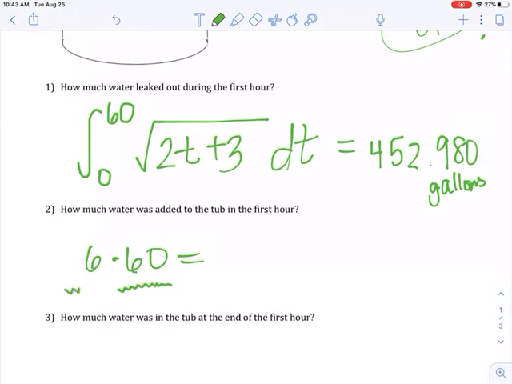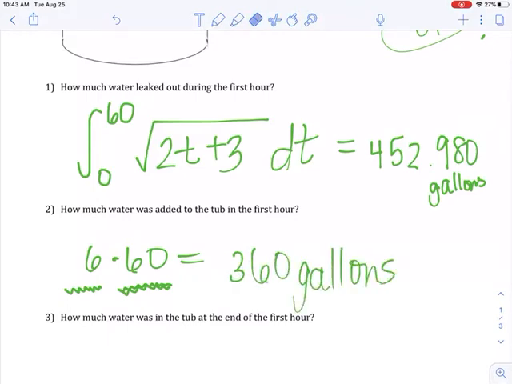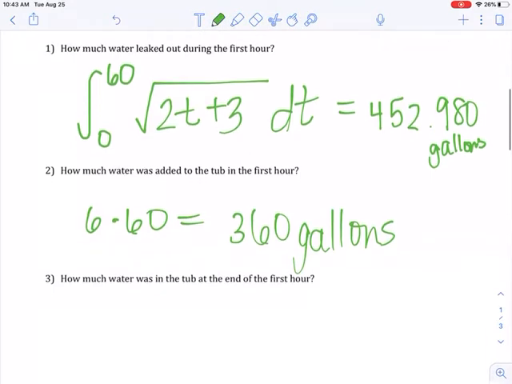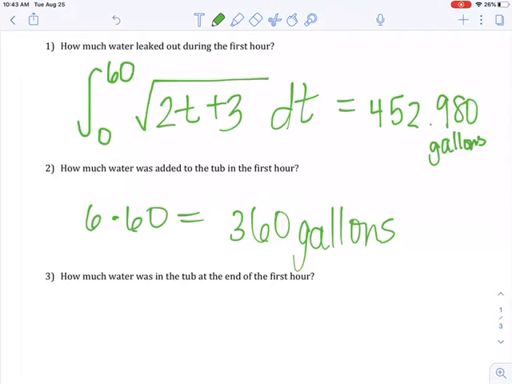Did you write down 6 times 60? Because the water is being pumped in at 6 gallons per minute, 6 gallons per minute times 60 minutes. So we have 360 gallons being added in.